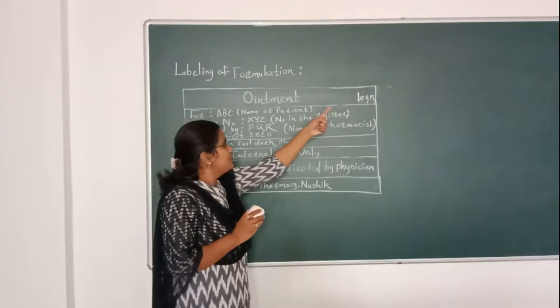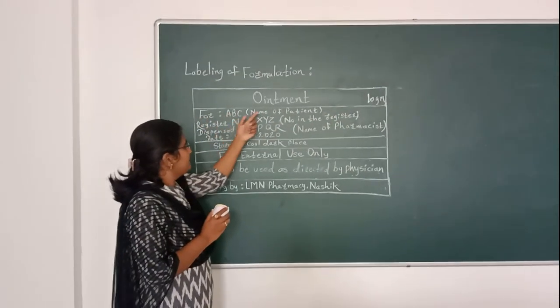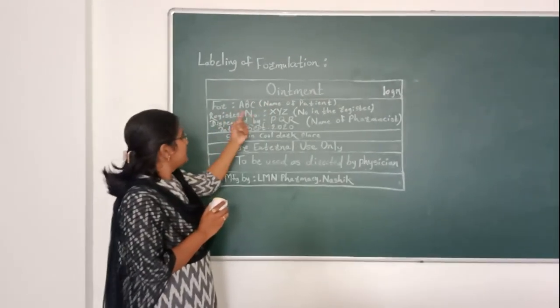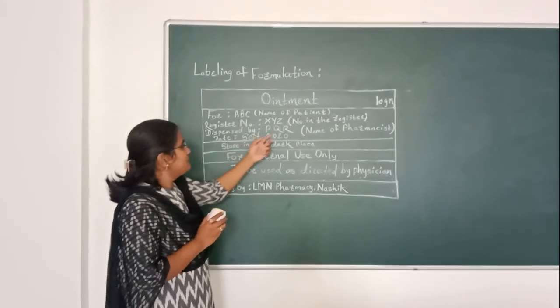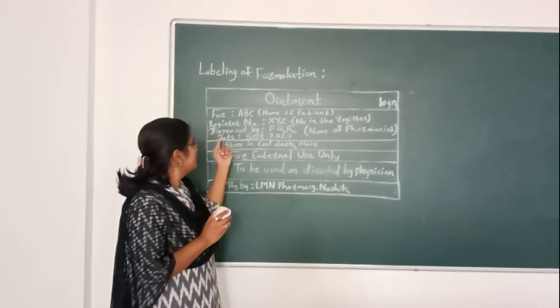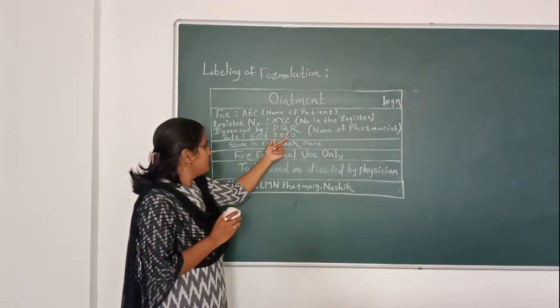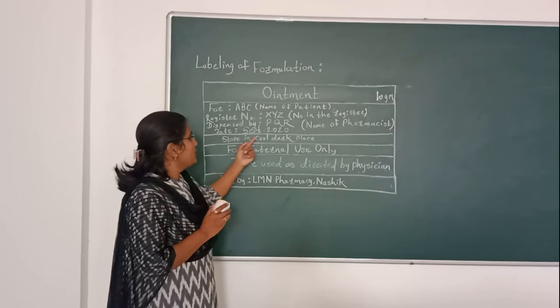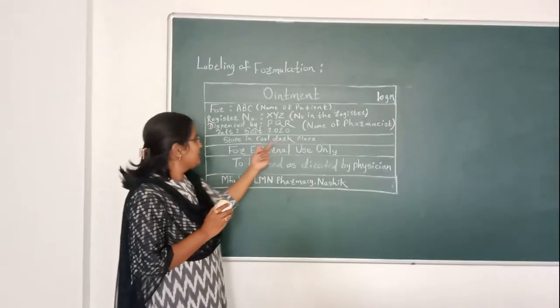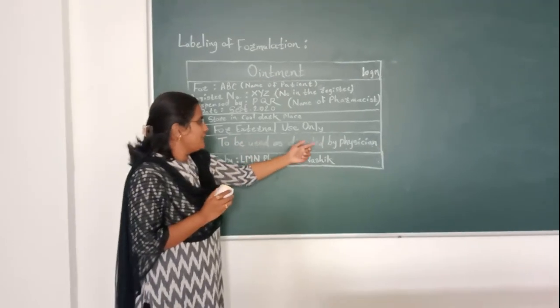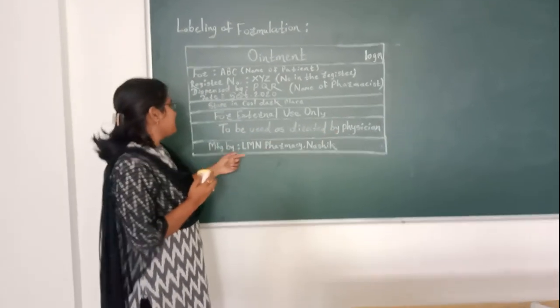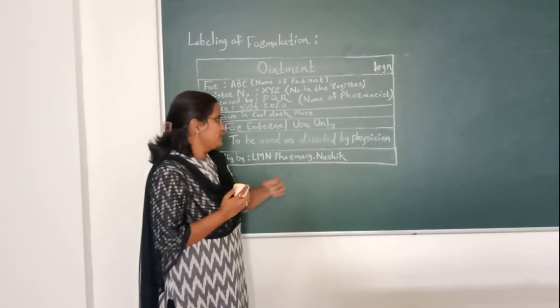Ointment 10 gram. For ABC, meaning the name of the patient. Register number XYZ, which is the number given in the register. Dispensed by PQI, meaning the name of the pharmacist. Date September 2020, this is the manufacturing date. Store in a cool and dark place, this is the storage condition. For external use only, to be used as directed by the physician. Manufactured by Element Farms in Nashik. Result.